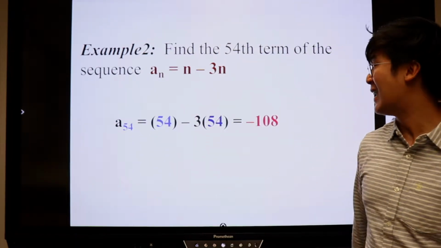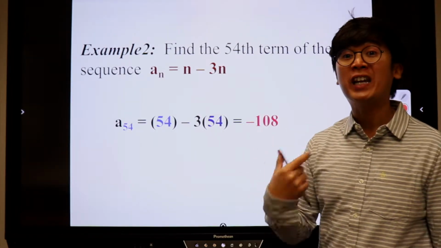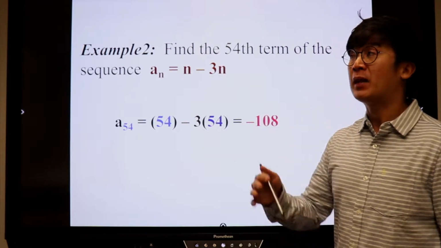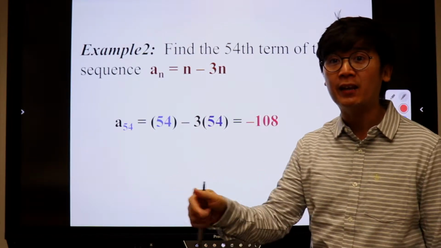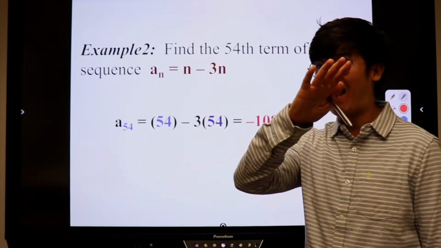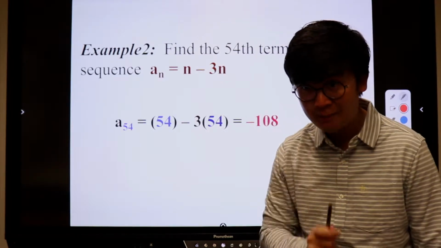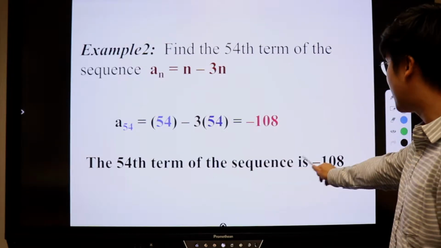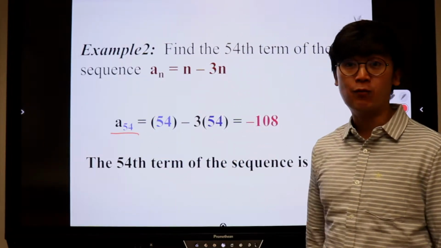So mathematics, as abstract as it is, is actually training you how to communicate well. Because if you can communicate mathematically, it's a lot easier to communicate with a lot of things because there's a pattern. It's all about the pattern. So find the pattern and you'll be able to communicate mathematically. So the 54th term of the sequence is negative 108. A sub 54 is negative 108.